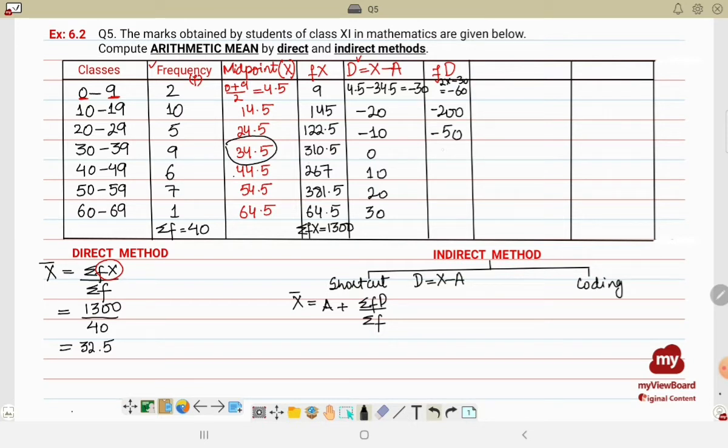9 into 0, sorry yes, 9 into 0 is 0, then 10 into 6 is 60, then 7 into 20 is 140, then 30 into 1 is 30. Now we have all the things of the formula complete. Let's insert the values. Instead of a we have the already assumed value, that is 34.5. Now sigma fd means you have to add up all the values of fd.